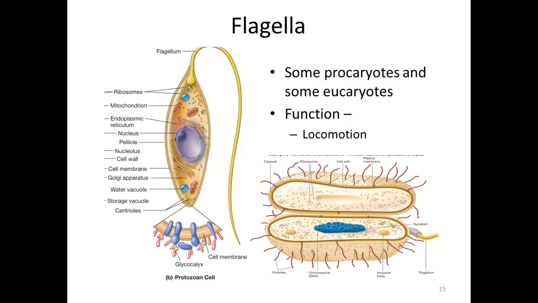I have to think. I don't think any cocci have flagella. And think about that. You know, it's round. Most of the ones that have flagella are rod-shaped or the spiral shape that we saw, right? And so it makes sense that it would propel almost like a boat through the water, right?